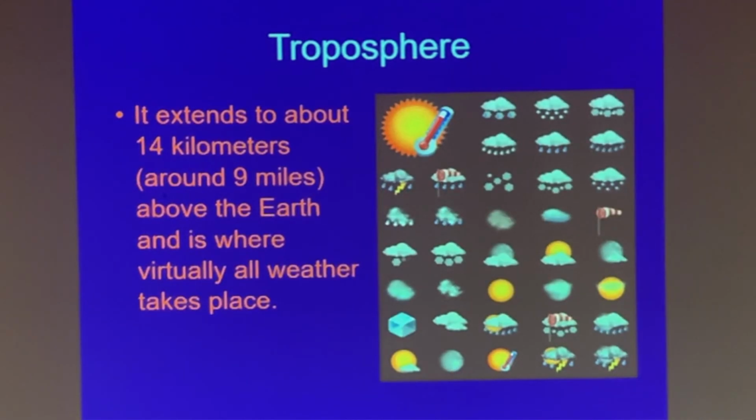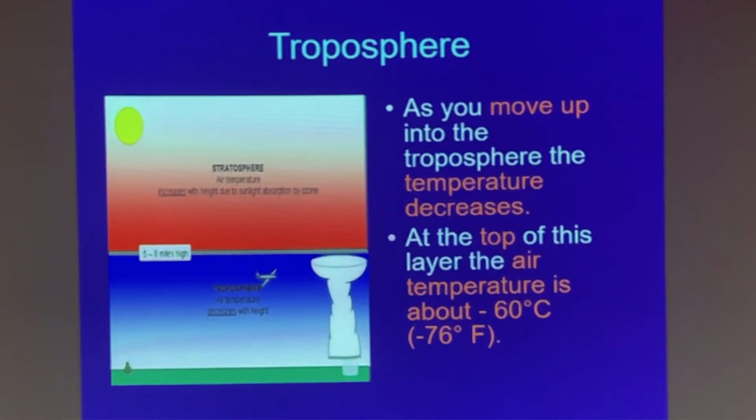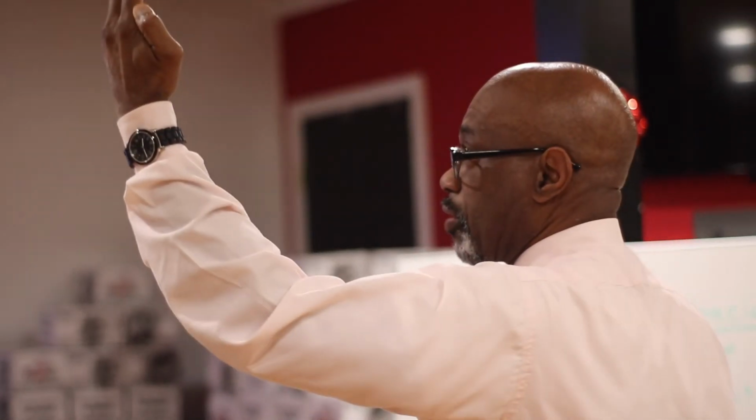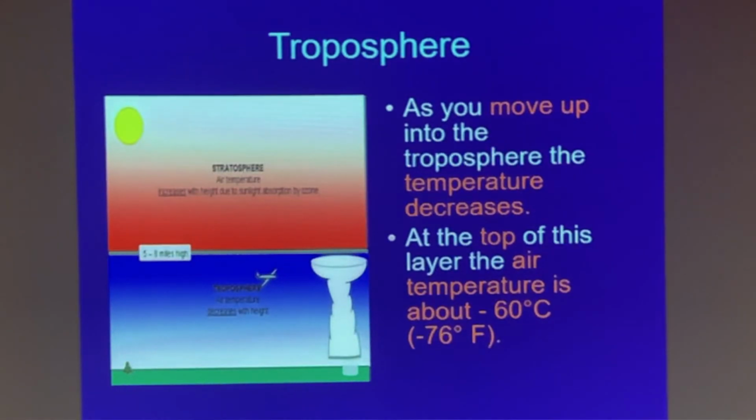Now, the troposphere extends about 14 kilometers above the Earth. That's about 9 miles. That's where all the weather takes place. We talked about that. As you move up in the troposphere, like I said, the temperature decreases the higher you go. Also, the higher you go, the thinner the air gets. Air pressure decreases as you go higher. At the top of the layer, the temperature is about minus 60 degrees Celsius.